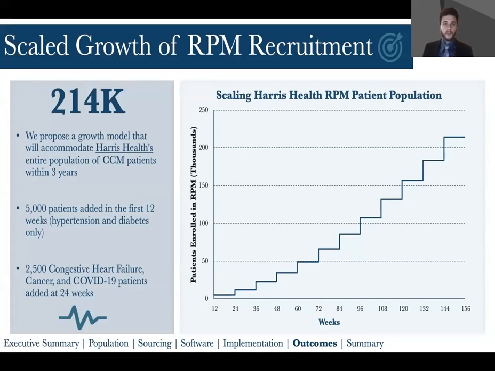We developed a rollout plan designed to enroll all 214,000 patients in Harris Health System with chronic illness in our RPM program. In order to do this successfully, we are utilizing a stepwise approach. The first step in our rollout begins with enrolling 5,000 patients with hypertension and diabetes. These patients will be monitored for 12 weeks, which will be sufficient time to troubleshoot any potential issues.